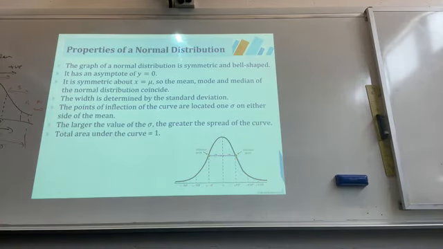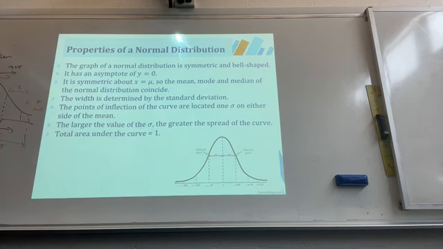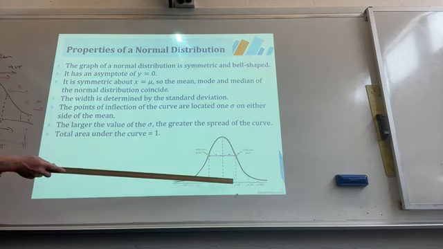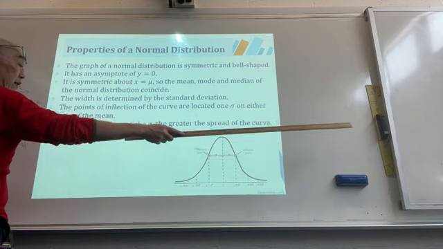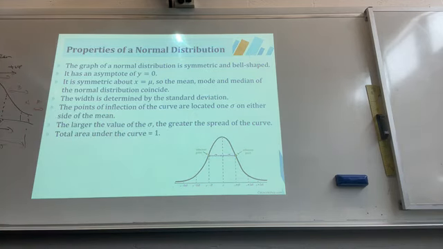The points of inflection of the curve are located 1 sigma either side of the mean. It's definitely there. That's it. There's no other point of inflection. The larger the value of the standard deviation, the greater the spread of the curve. So you can see that if sigma is large, it will spread out a lot further, and the peak will be down by a little bit. Now, one thing you must know: the total area under the curve has to be 1.